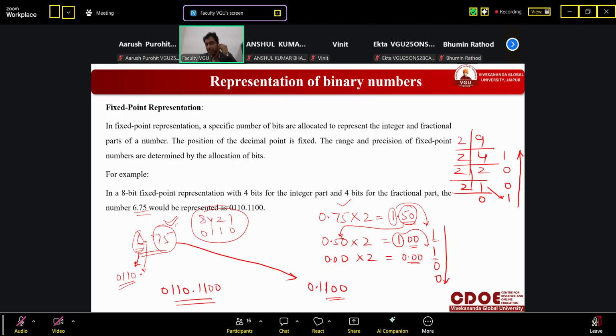So this fractional part will be solved using multiplication by 2. We will keep doing it until we get 0 or a repeating value. If the same value is repeating, we stop there, because if it repeats it would go on infinite times. You can ask me, sir, at which point we have to stop this process: until we get 0 or the repetition of the same value.